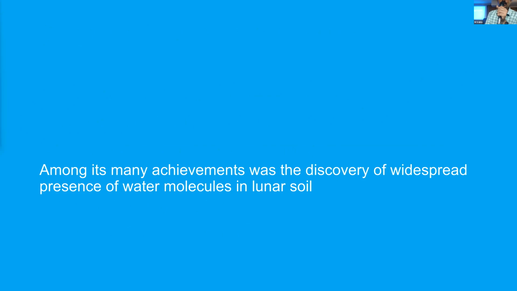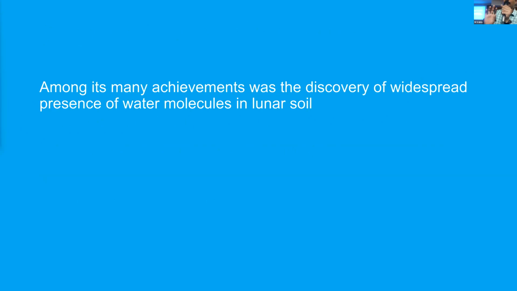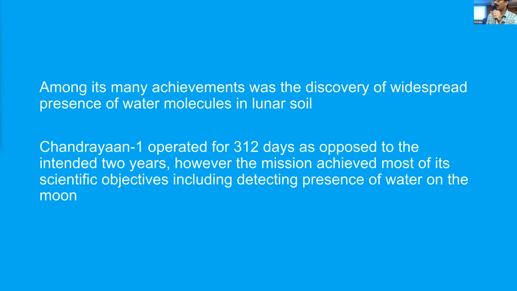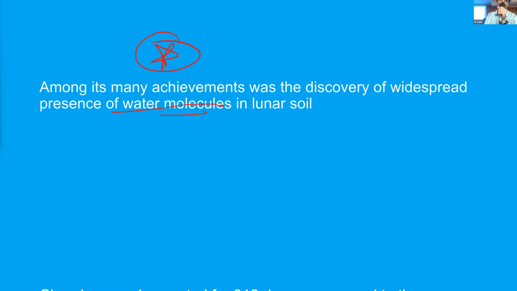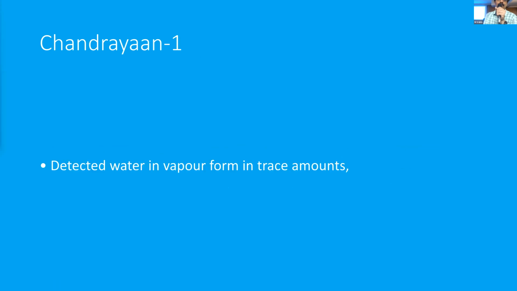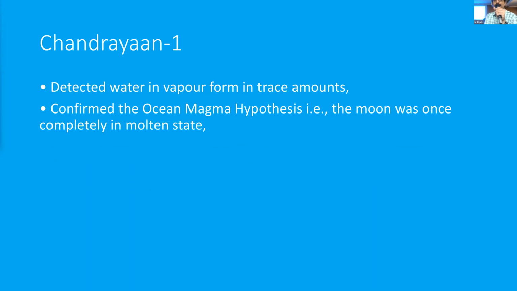What are the achievements of Chandrayaan? This is it. Okay, water was discovered. Presence of water in lunar soil. Okay, so this is the important discovery from Chandrayaan. Water ice, especially at the south pole of the moon. Not only that, water vapor was also discovered. It confirmed the magma ocean hypothesis. What did it confirm? Magma ocean hypothesis.